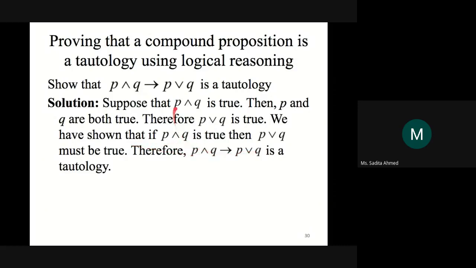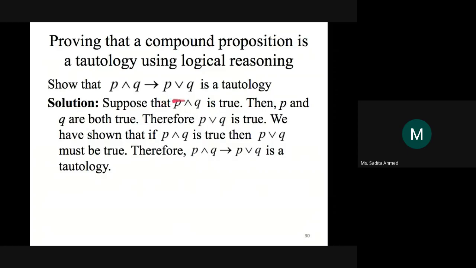Because think about it. The definition of an implication is what? If the left-hand side is true, then the right-hand side is true. That is the definition of an implication. And that is what we see here. If the left-hand side is true, then the right-hand side will always be true. As long as the left-hand side is true, the right-hand side will always be true. If P and Q is true, obviously P or Q is going to be true.